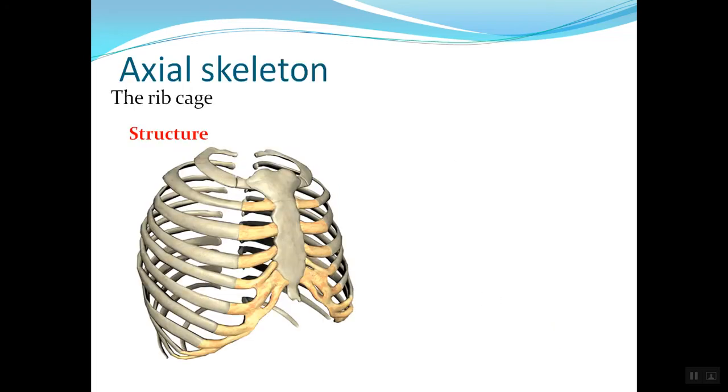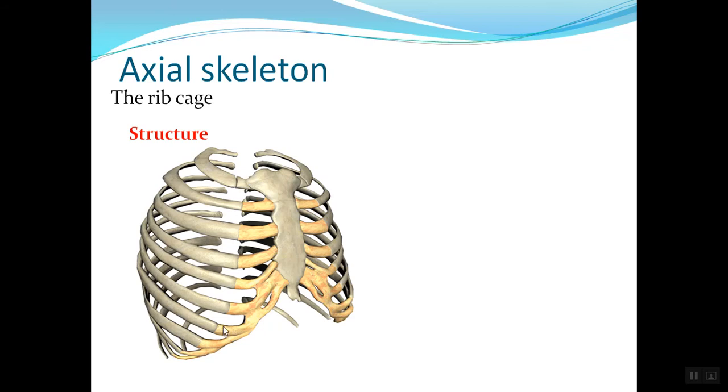In the axial skeleton, the last structure is the rib cage. Here is the shape of the rib cage. How many pairs do you have? Let's count. 1, 2, 3, 4, 5, 6, 7, 8, 9, 10, and these two small or floating ribs, 11 and 12. So you have 12 pairs of ribs.